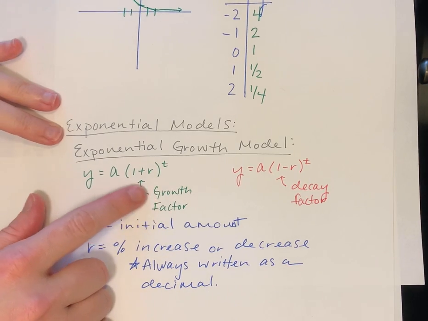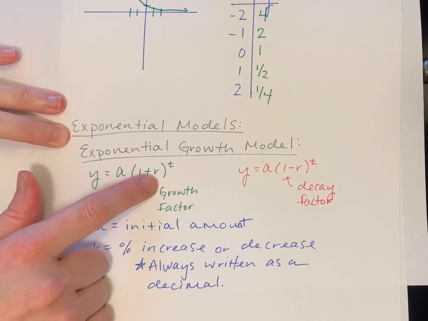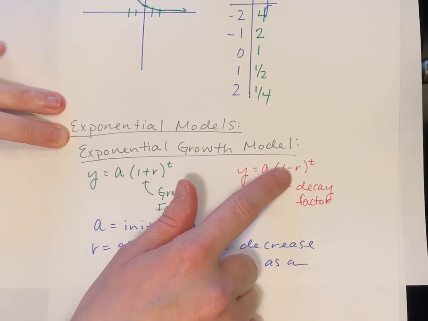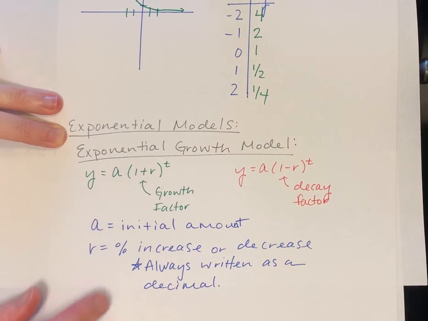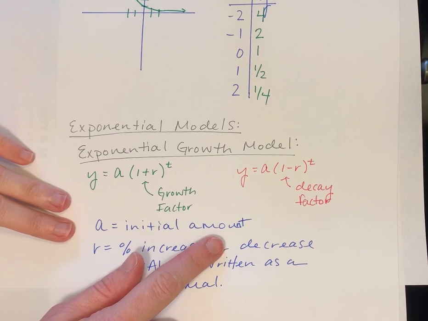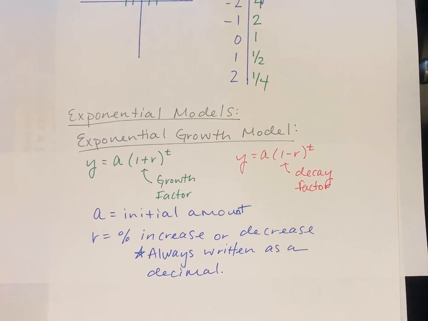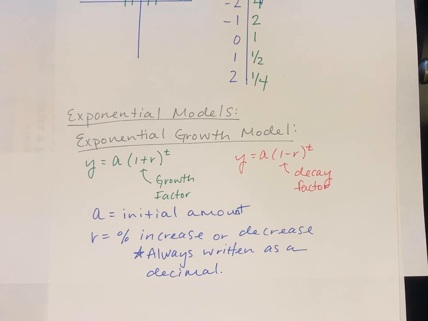This one gives you a growth factor, it's 1 plus r. This one is a decay factor, 1 minus r. A is your initial amount. R is your percent increase or decrease, and it is always written as a decimal. So if they give you a percent, you need to change it to a decimal.